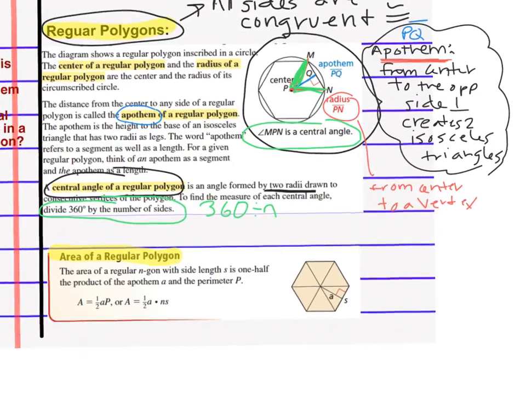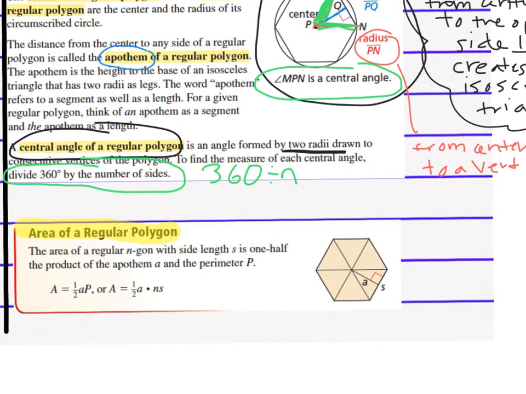The last thing down here is the area of a regular polygon. Remember, regular would be congruent sides. So it's 1/2 A times P. That's usually what I use, that first one. Just remember that A is apothem. Okay, A is apothem. And P is perimeter. So it's not one side, it's perimeter.